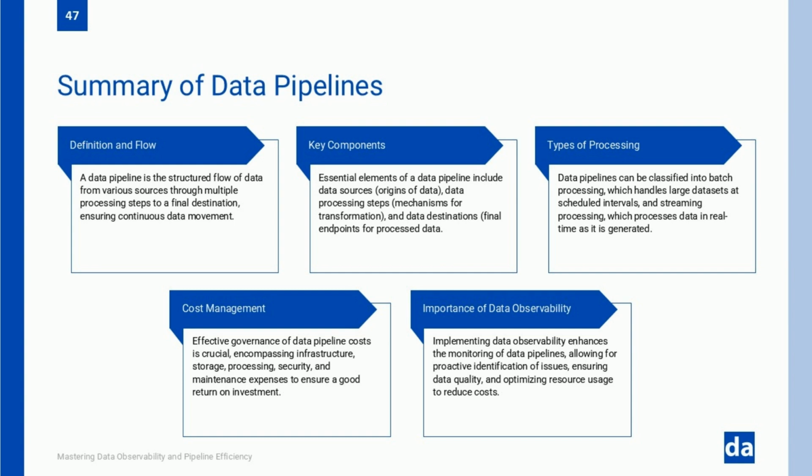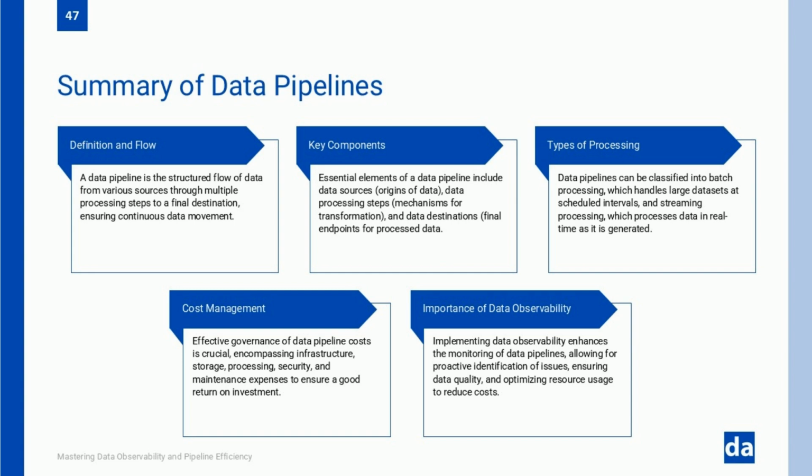1. Definition and flow. A data pipeline is the structured, orchestrated flow of data from multiple sources to its final destination, ensuring a consistent and reliable transfer process. Think of it as the assembly line in a factory. Each step adds value until the final product is ready for delivery. Why does it matter? Without a well-designed data pipeline, the whole data ecosystem risks bottlenecks and inaccuracies.